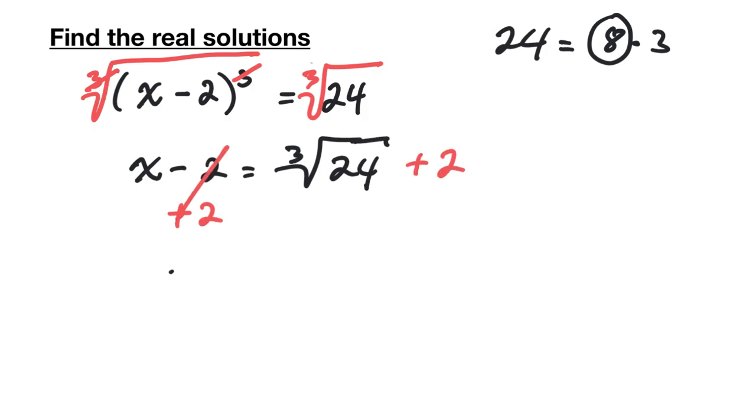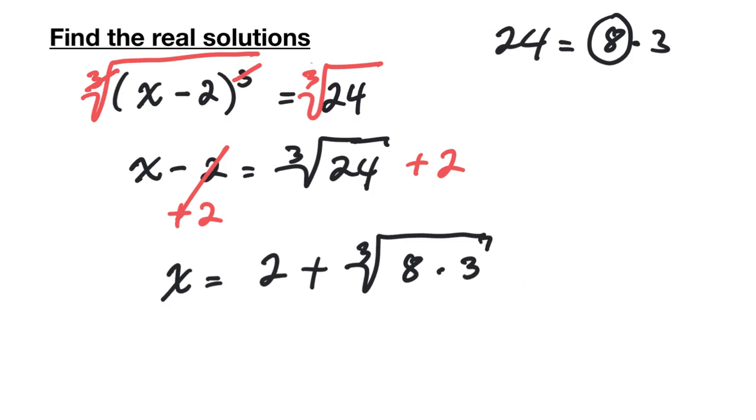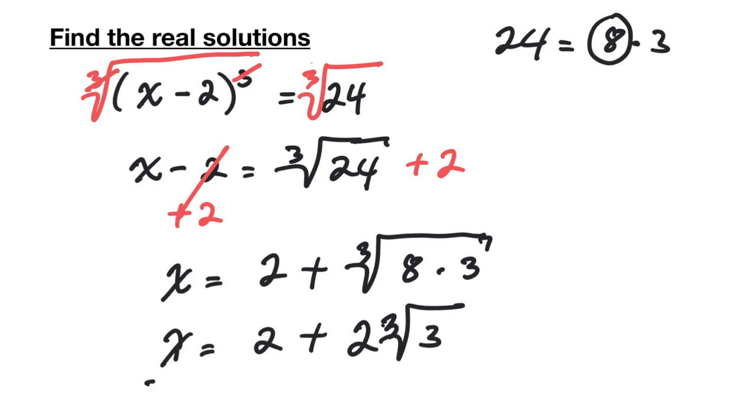What is left now is the value of your x, which is 2 plus, let's say the cube root of 24, which is the same as 8 times 3. So here we go. 2 plus the cube root of 8 is going to give you 2, and then the cube root of 3. That is the answer to this one.